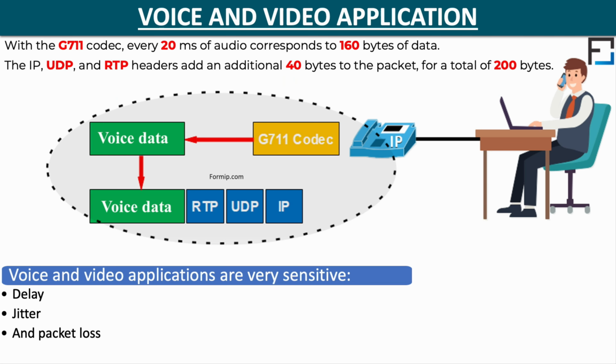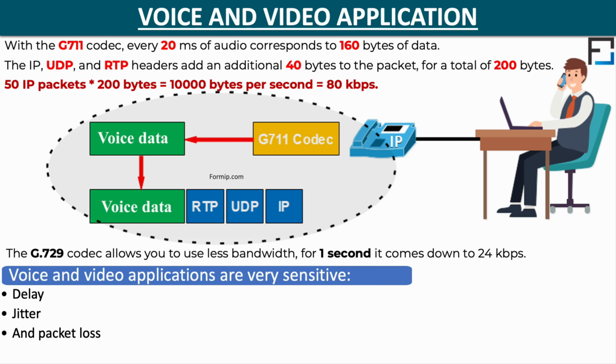The IP, UDP, and RTP headers add an additional 40 bytes to the packet, resulting in a total of 200 bytes. This means that for 1 second of audio, the phone will create 50 IP packets, and 50 IP packets times 200 bytes equals 10,000 bytes per second. This is equivalent to 80 kbps. The G729 codec allows you to use less bandwidth. For 1 second, it comes down to 24 kbps. On the other hand, the audio quality is reduced.